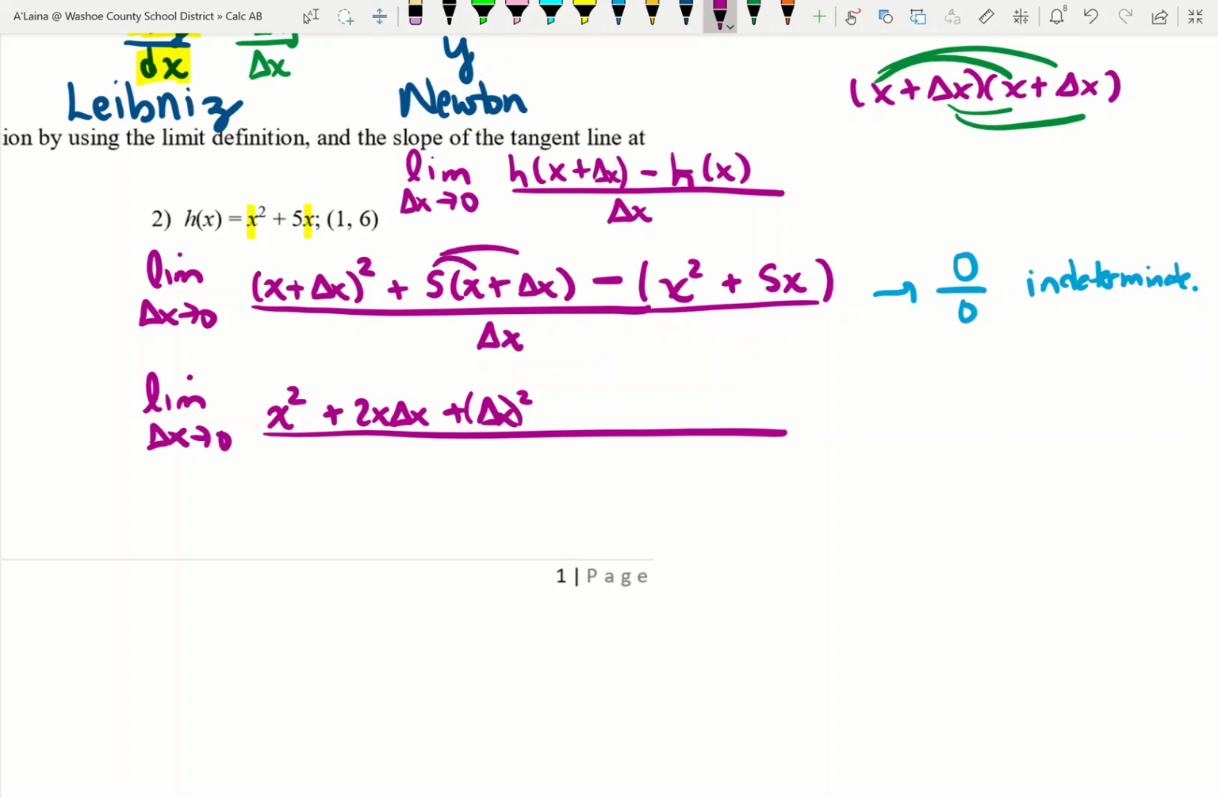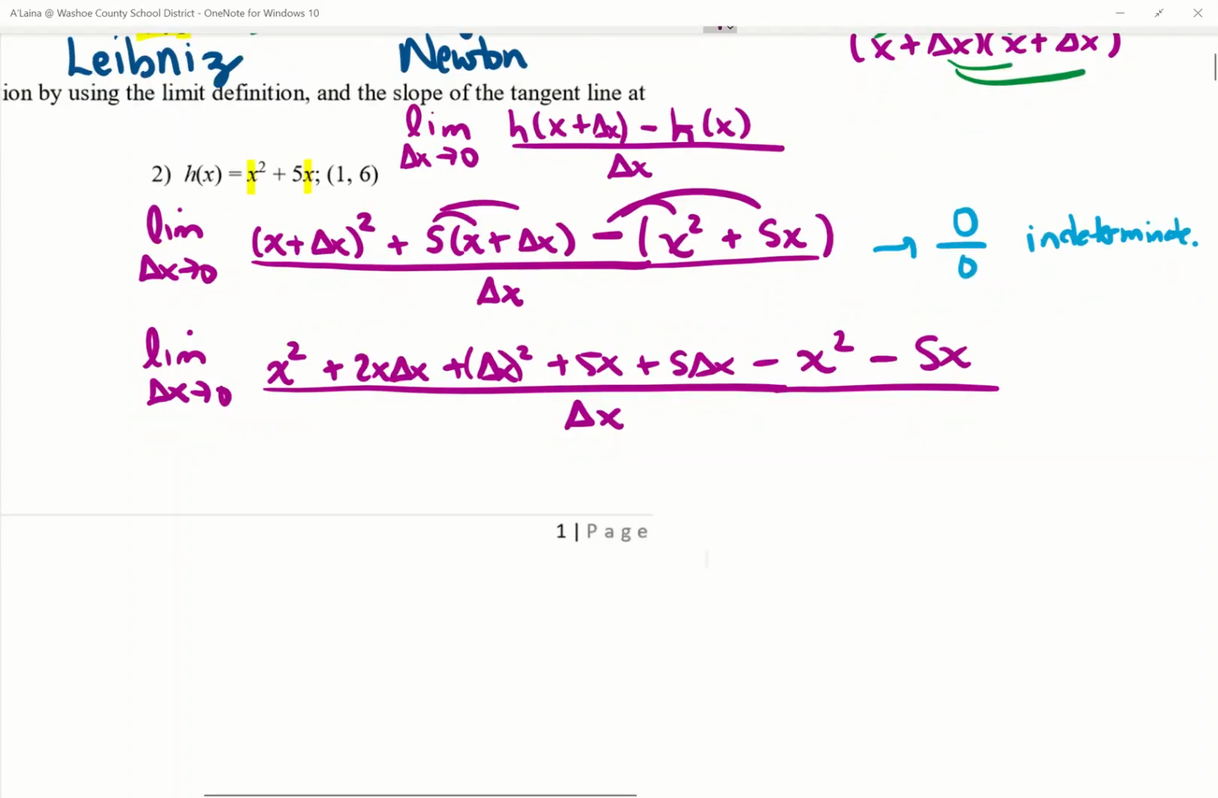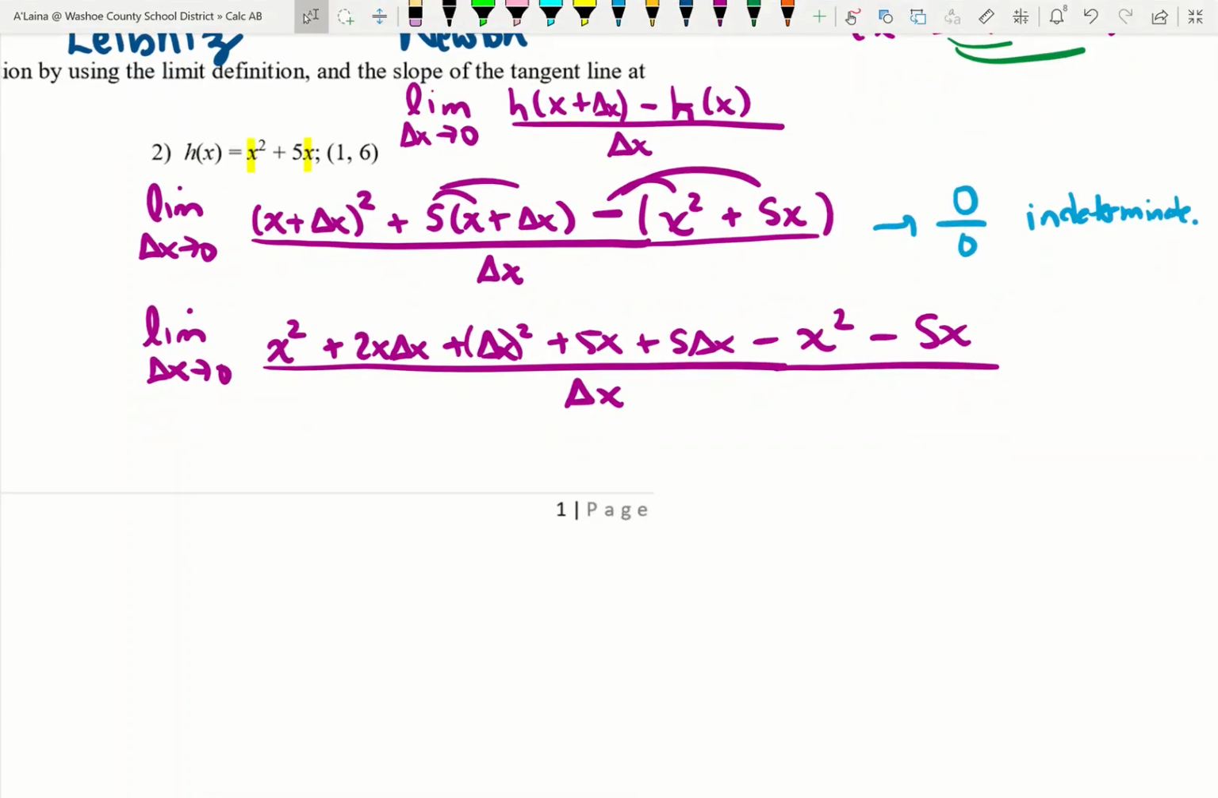I'm also going to distribute the 5, so plus 5x plus 5 times delta x. And I'm going to distribute the negative for the last expression, so minus x squared and minus 5x. And this is all over delta x. This is kind of an ugly expression, but it gets a little nicer because we do have some terms that are going to cancel out, which is really nice. And so really all I have left on the numerator is 2x delta x plus delta x squared, and 5 times delta x over delta x. If you tried to substitute, again, you'd still get 0 over 0.